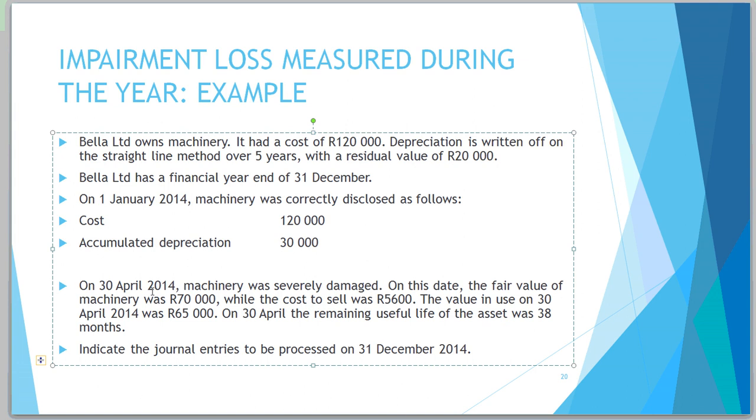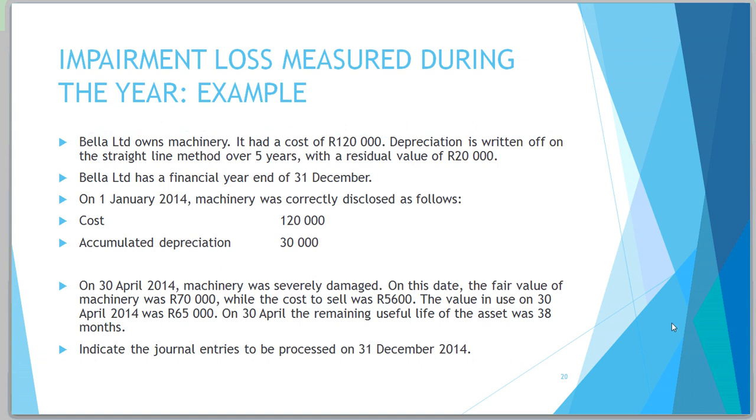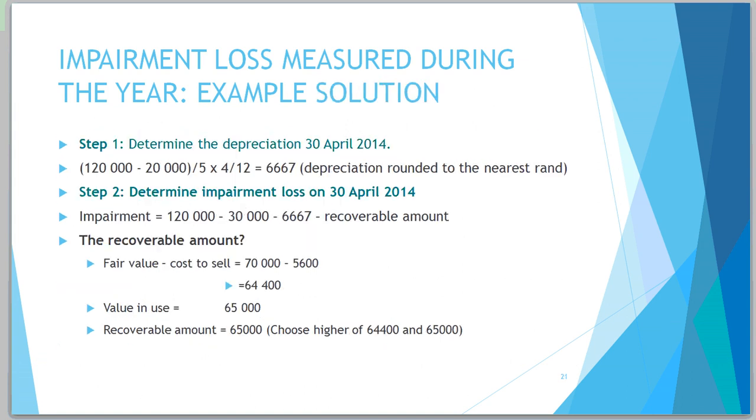On 30 April, so this is now in the middle of the year, machinery was severely damaged, and on this date the fair value of machinery was 70,000 while the cost to sell was 5,600 Rand. The value in use on 30 April 2014 was 65,000. On 30 April, the remaining useful life of the asset was 38 months, and you need to indicate the journal entries that should be processed. So now you need to apply your 3 steps, because we know it is an impairment loss during the year.